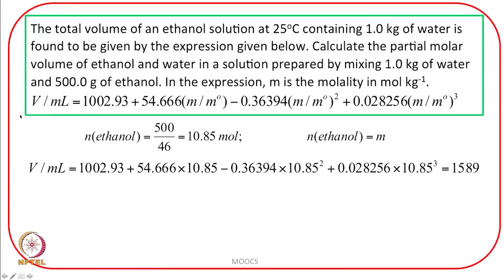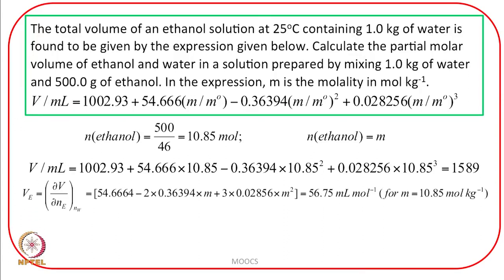In order to calculate partial molar volume, I need to differentiate this. Let us differentiate this and see what we get. By differentiation of the total volume expression, we will get the partial molar volume of ethanol, which is equal to: derivative of this is 0, and for this is 54.666, then minus 2 times 0.36394 into m plus 3 times 0.02856 into m square, and you substitute m, you will get an answer of 56.75 milliliter per mole for a value of m equal to 10.85.